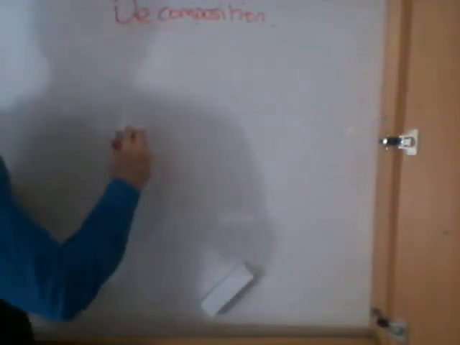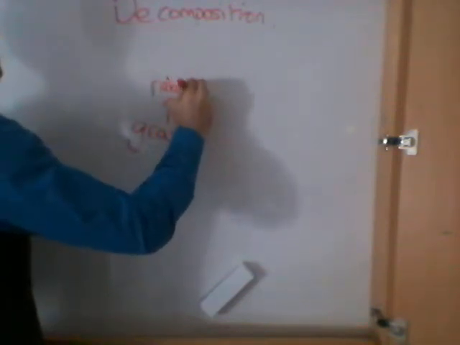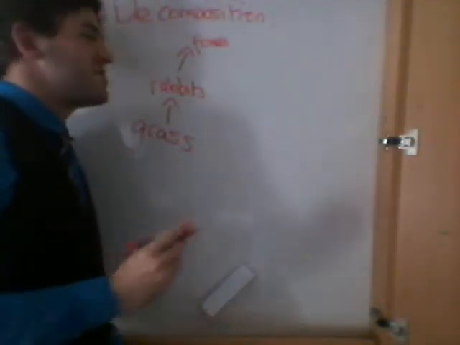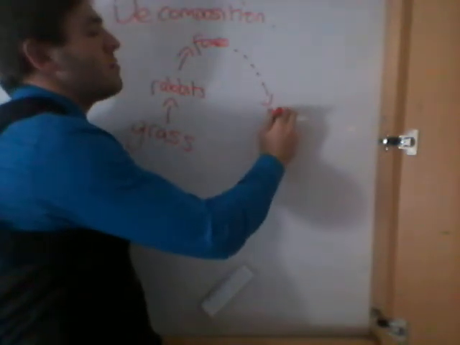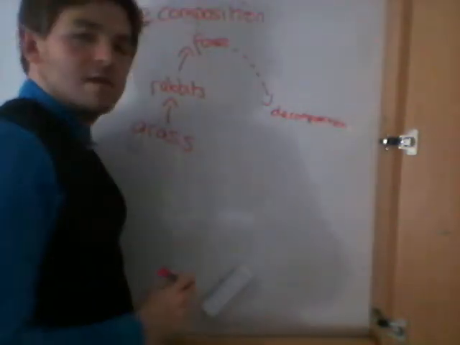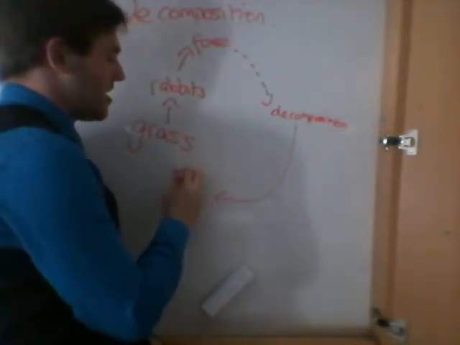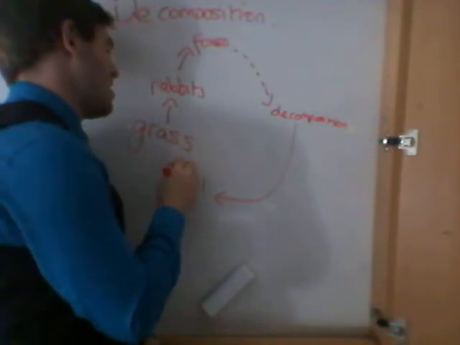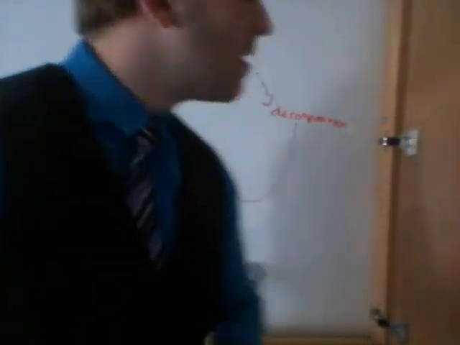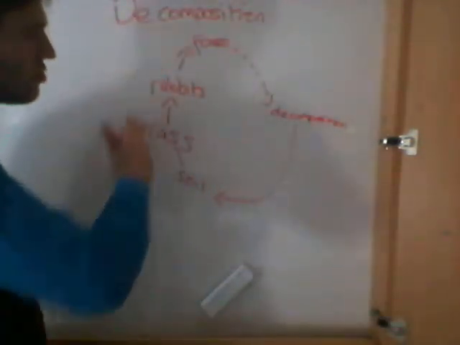So that what happens, if I get my food chain back here, what will happen is that when those foxes die, there will be decomposition that happens. When decomposition happens, we have all the good things going back to the soil, and those good things go back to the grass. We have a cycle. The things that make life work always go round in a cycle.